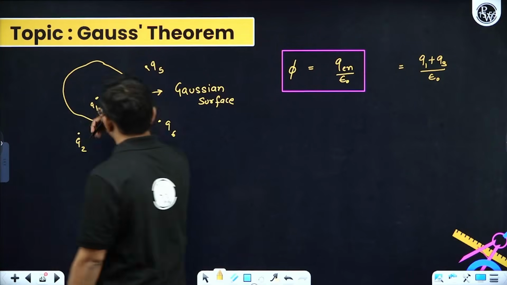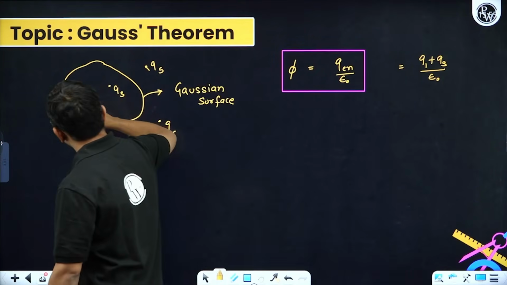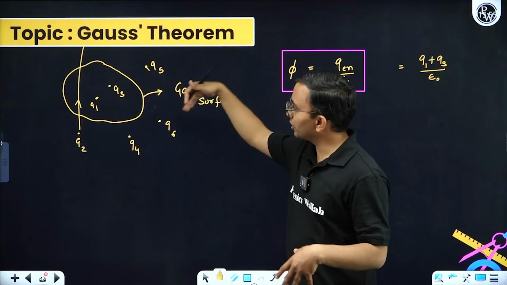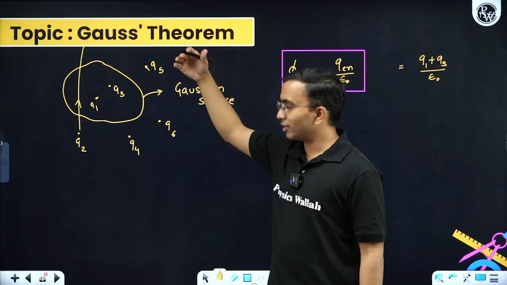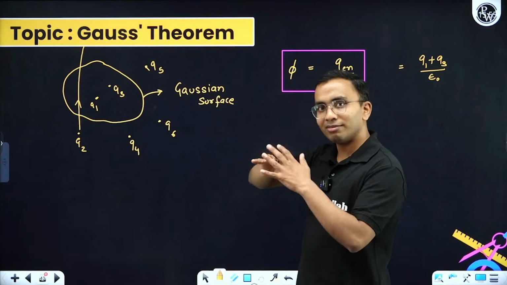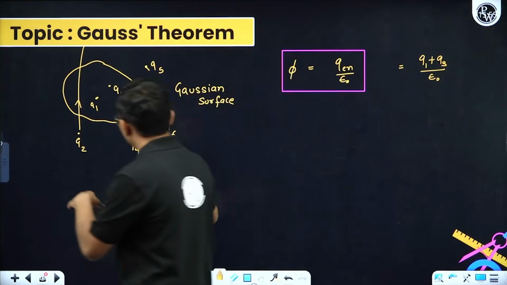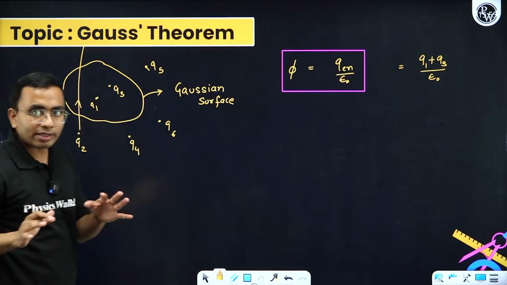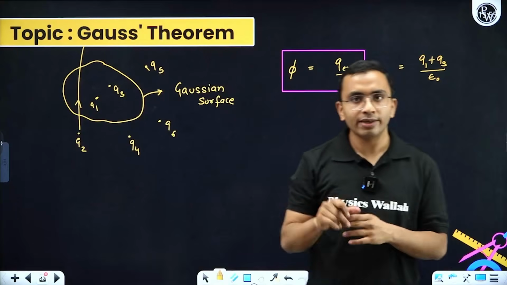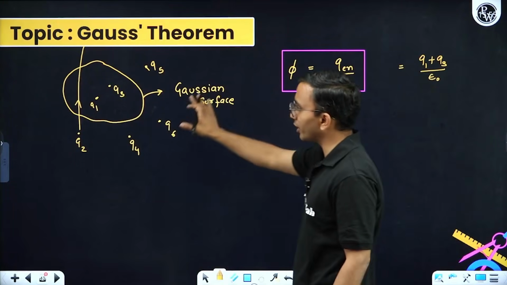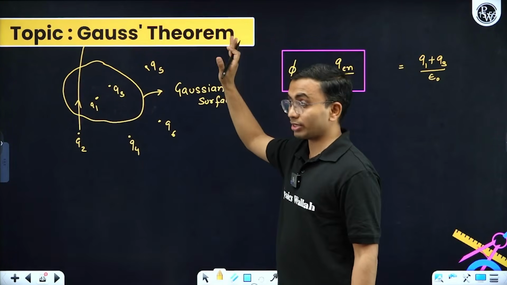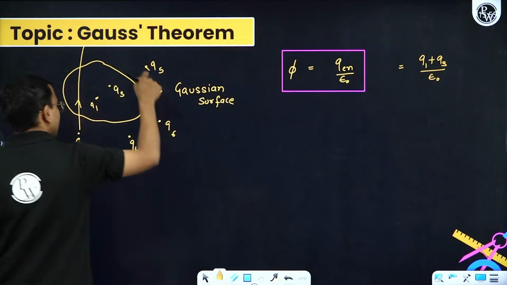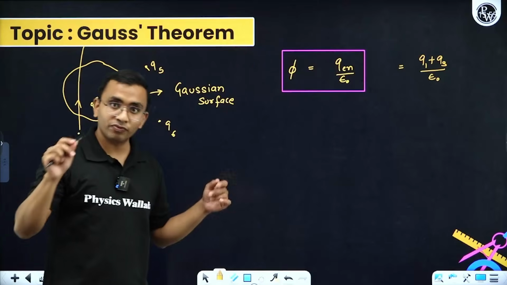Whatever field lines due to Q2 are entering, they will be exiting also. So total flux will be 0. Entering is negative, exiting is positive, so total positive and negative will come out to be 0. Similarly, whatever field lines enter due to Q4, the same will exit due to Q6. So the total flux will not depend on the charges which are outside. Now if you say, sir, will there be electric field due to these charges inside the Gaussian surface? Yes, field will be there.